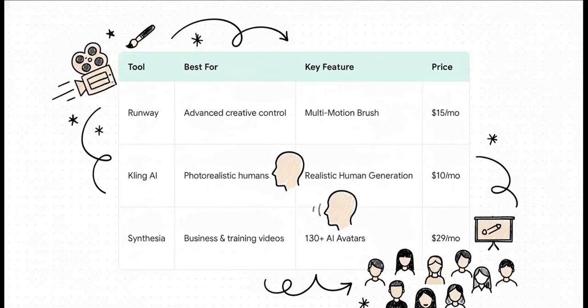What's so wild is how specialized these AI tools are now. They're not one size fits all, so you can pick your crew for the exact job you have in mind. You want that cinematic, fine-tuned control, you go with Runway. You need incredibly realistic-looking people, Kling AI is a fantastic choice. And for something like a corporate training video, Synthesia, with its huge library of AI avatars, is just unmatched. The whole key is matching the tool to your specific task.